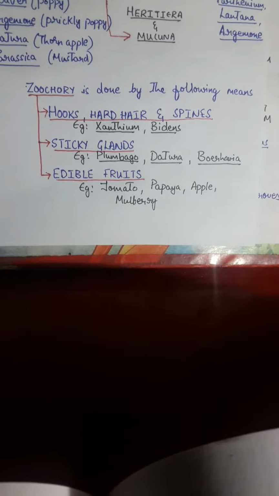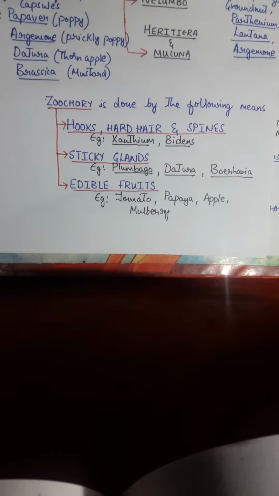Zoochory is also done by the following means of modifications that the seeds and fruits have. They might have hooks, hard hair and spines, which is noticed in plants like xanthium and bidens. Bidens is also called beggar's stick.